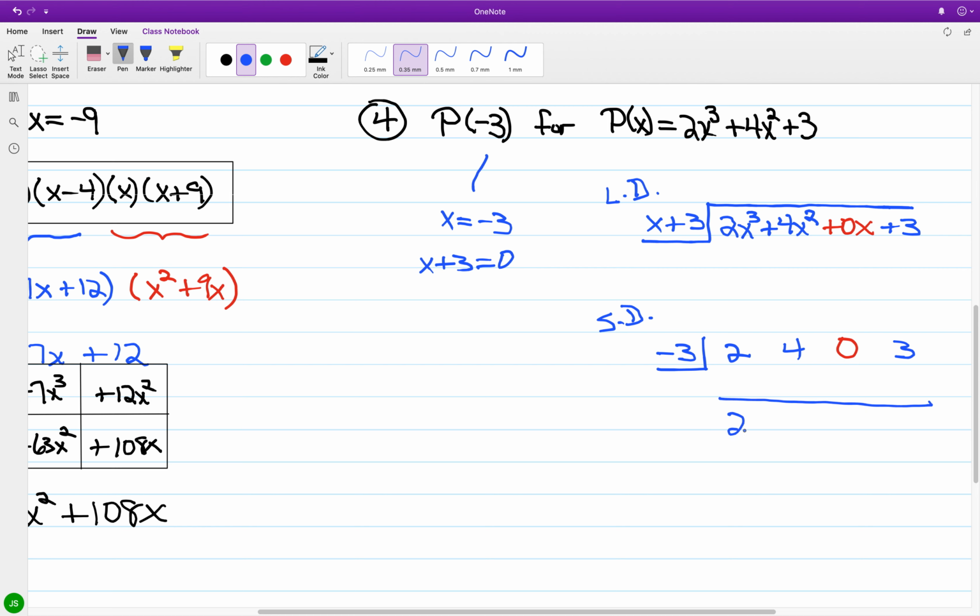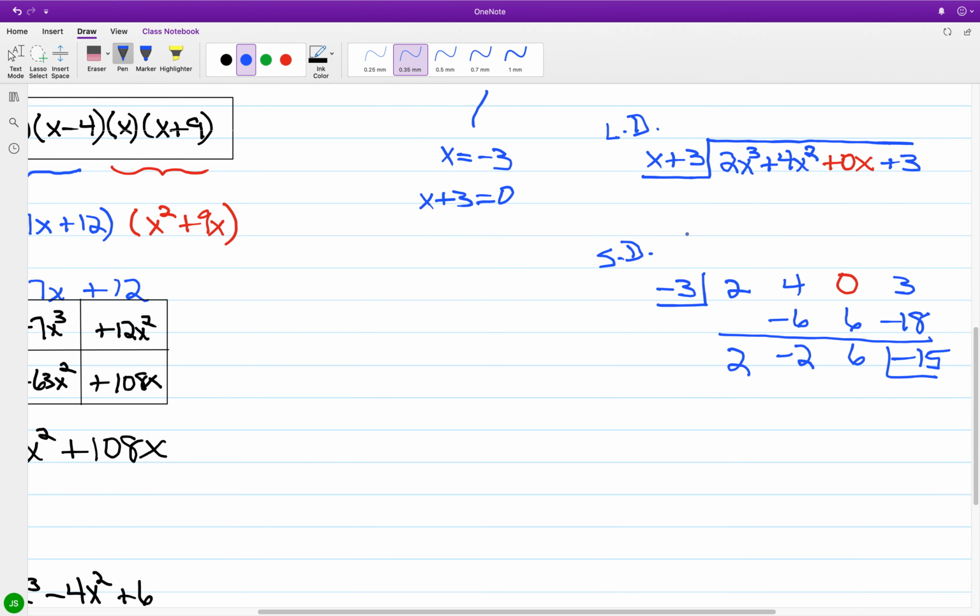With synthetic division, bring down 2. Negative 3 times 2 is negative 6. 4 minus 6 is negative 2. Negative 3 times negative 2 is positive 6. 0 plus 6 is 6. Negative 3 times 6 is negative 18. 3 minus 18 is negative 15.